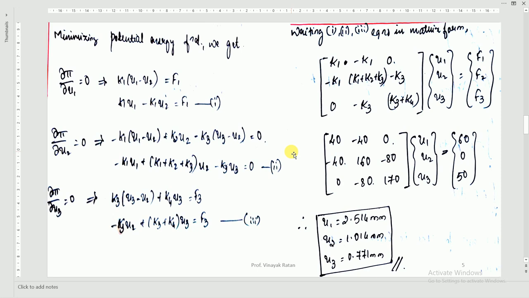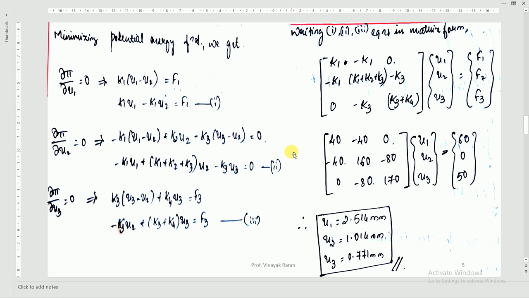Now we'll move on to the next half of the first module, that is interpolation models. That is the third step in the steps in FEM. What do you mean by interpolation models? When you divide a body into smaller subdivisions, those subdivisions are called elements. And for those elements, you have to define some function, a mathematical model.